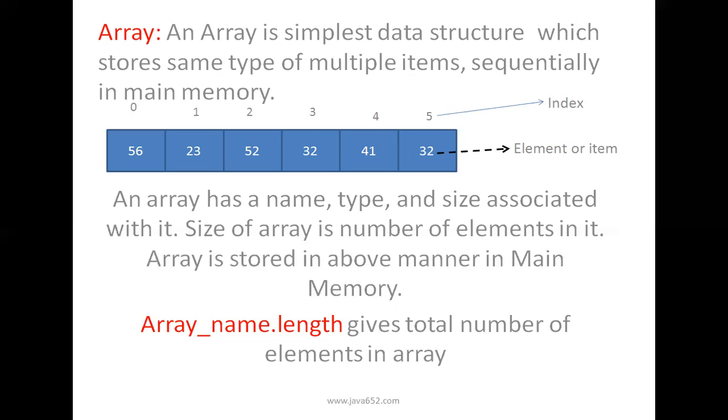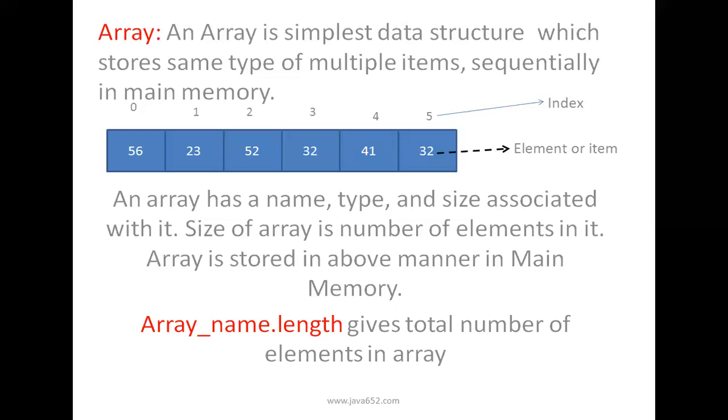So there are such situations where you can't manage with individual variables, so we need to go for an array. What is the meaning of data structure? We have been seeing data items like int, double, float. A data structure can hold multiple data items. It is like a bag.